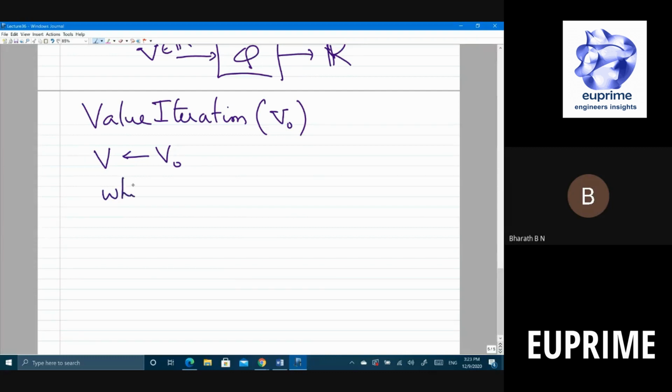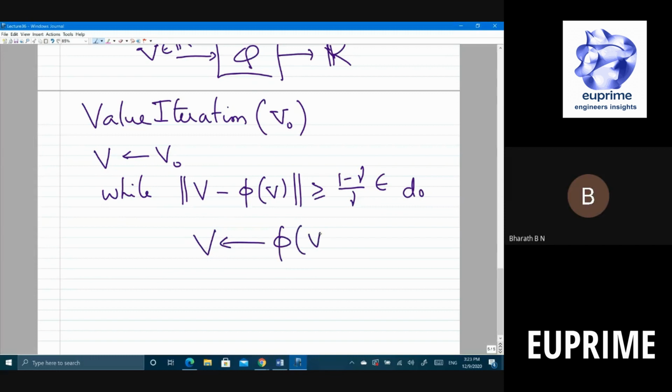Then, while the norm of V minus phi of V, whatever norm, I'll talk about the norm a little later, is greater than or equal to some threshold, and don't worry about the threshold now, I'll update V as phi of V. Then return phi of V. This value phi of V will be your V star. That's the claim. Is the iteration clear?